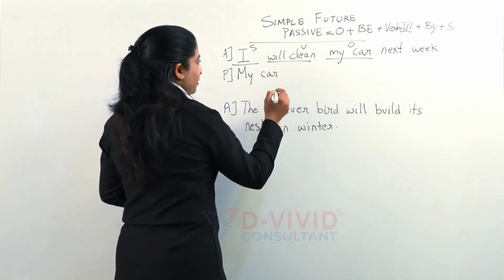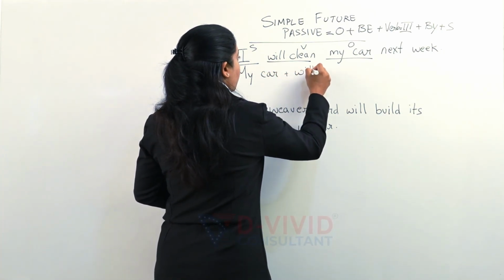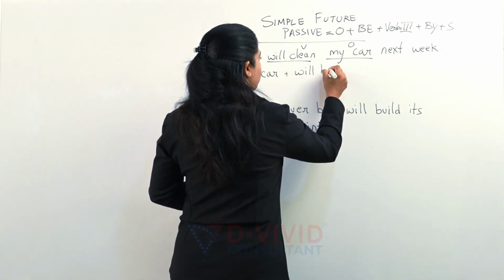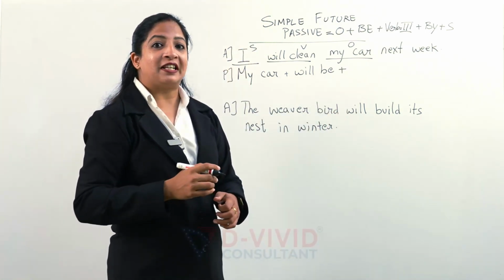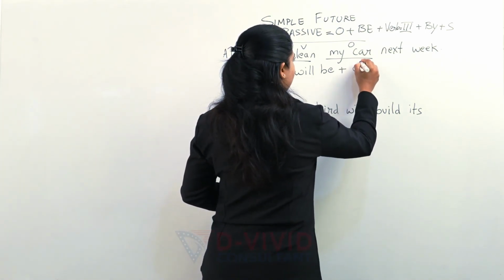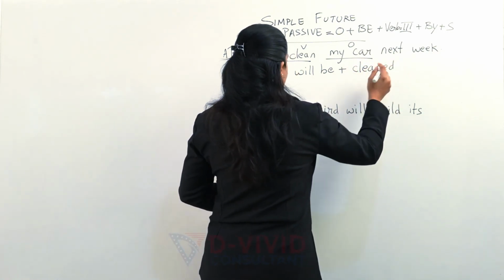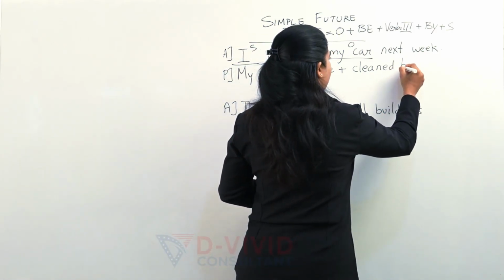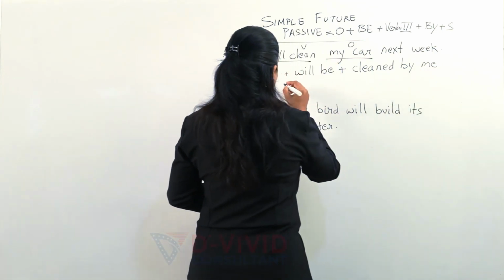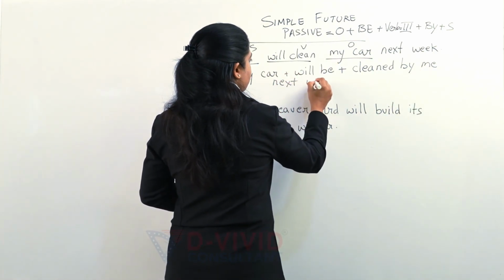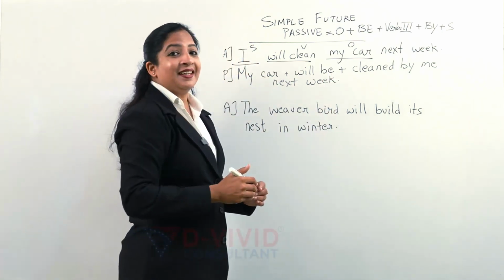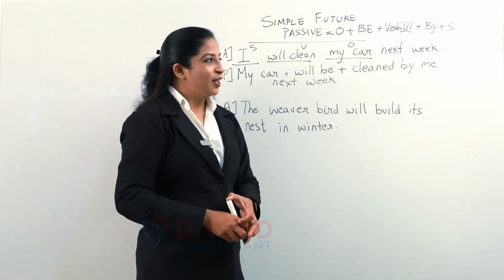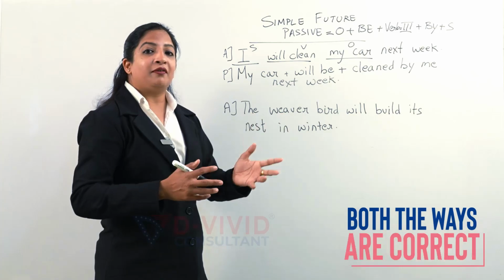So let us see how this sentence will get converted. My car will, now I would need the be form. So my car will be, and what is the third form of clean? We all know, cleaned. My car will be cleaned. I can either say by me next week, or I can just say my car will be cleaned next week. If you are writing, both ways are correct.